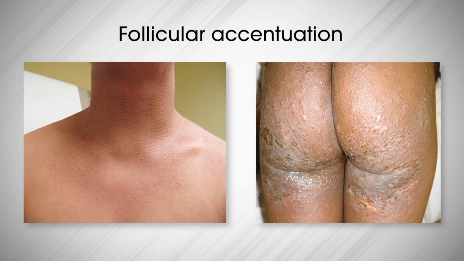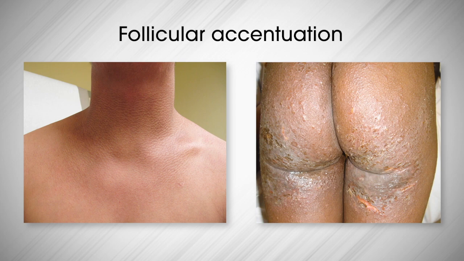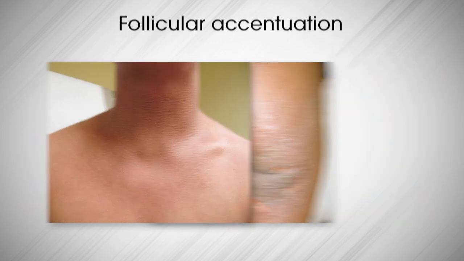Follicular accentuation is also more evident in darker skin. If you look closer at the neck of this patient, you will see papules, which you may miss in white skin or may not be as evident in white skin. This is in a brown-skinned patient. In a darker skin patient, you will see this more obviously, especially in the buttocks of this patient.